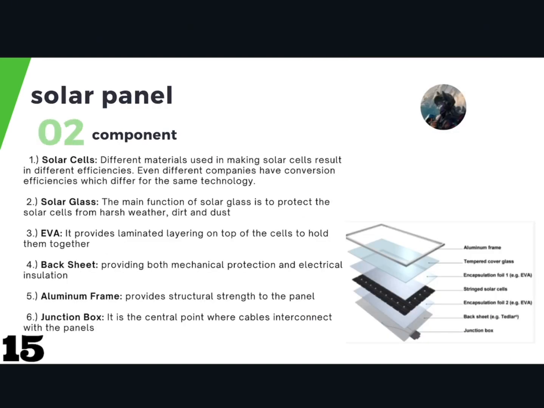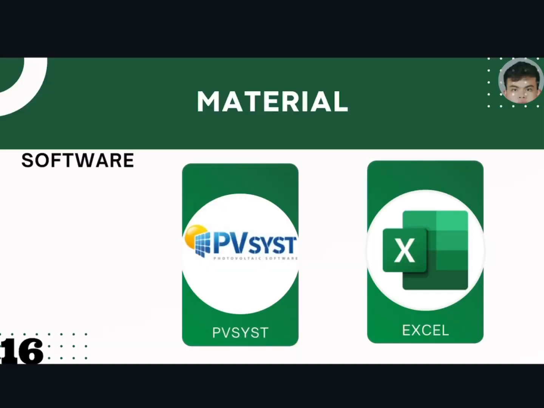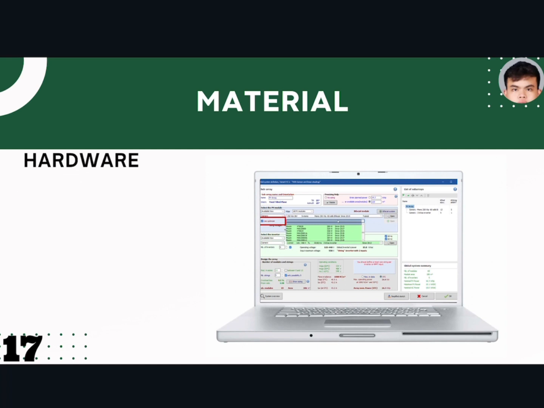So this is a quick overview of the components. We have solar cells, solar glass, EVA, back sheet, aluminum frames, and junction box. For software, we use the PVsyst program to analyze a suitable system for the required load on a building, and Excel to analyze how worthwhile it is for the investor to accept the deal. For hardware, we use a laptop to gather data from the internet and websites.